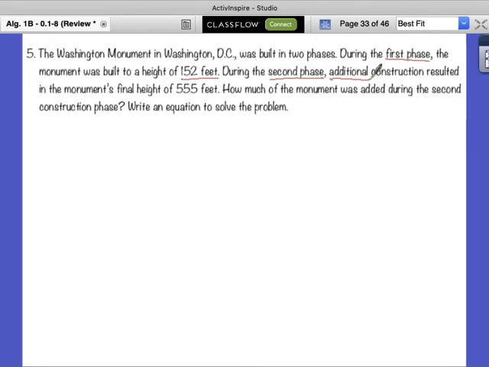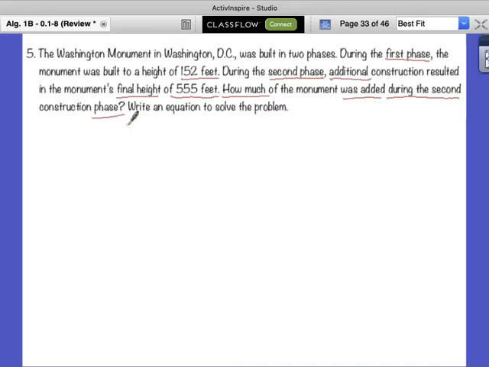And then what's the other thing we want to underline with the 555? Because Tobin's right, we want to underline 555 feet. What do we underline with that? Okay? What do you think, Delaney? Final height. The final height, okay? Now, we're trying to figure out how much was added during the second construction phase, right? That might be important to know, okay? So how much was added during the second phase? That's probably pretty important, right?